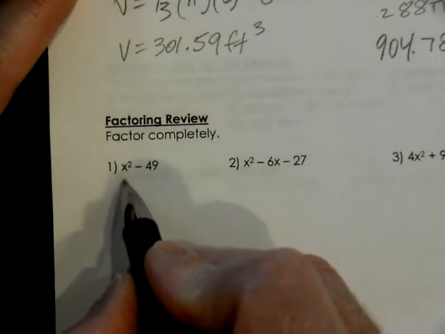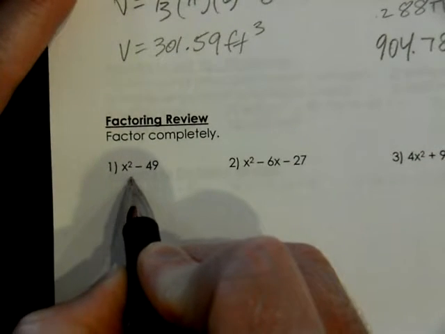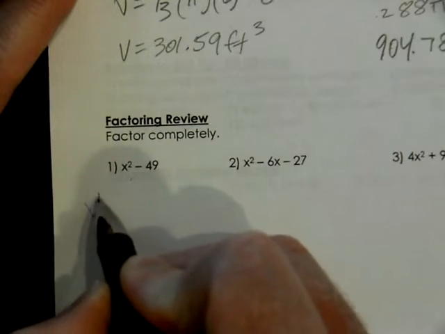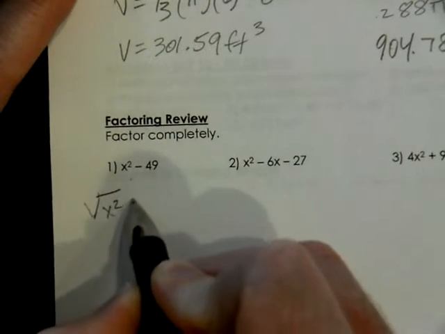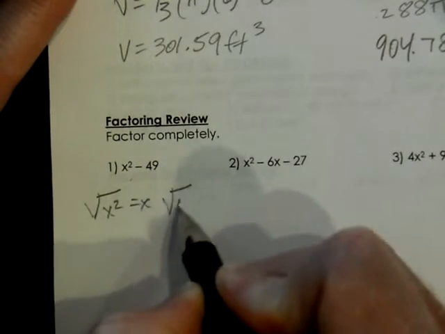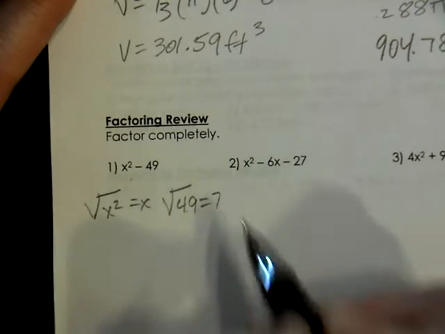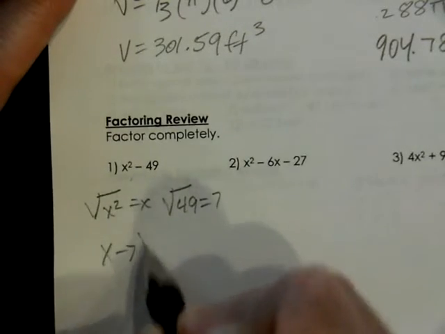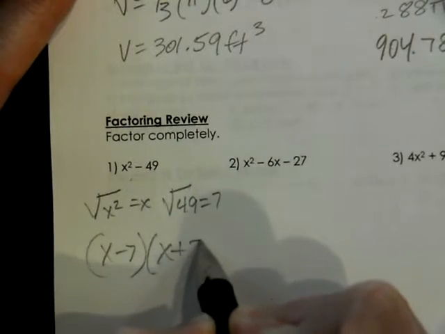Some factoring. This is the difference of two squares. So you can take the square root of x squared. You can take the square root of the 49. So this is x minus 7, x plus 7.